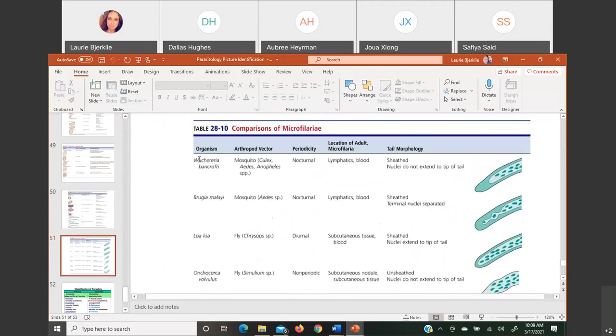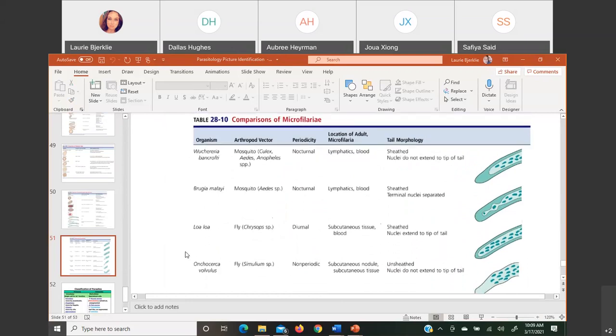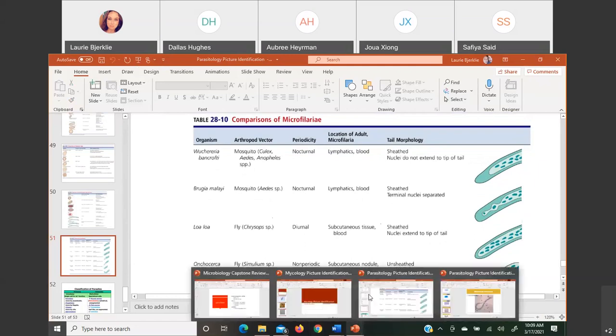So you can see Wuchereria bancrofti is the top one. Its sheath and nuclei do not extend to the tip of the tail. Brugia malayi has a sheath, but it does have terminal nuclei separated. And Loa loa has a sheath and the nuclei extend all the way to the tail in general. So supposedly that will help separate between them, but you'd have to really be able to zoom in there and see that clearly, which is hard to do. So at least you knew it was in this family region and just do the best you can.